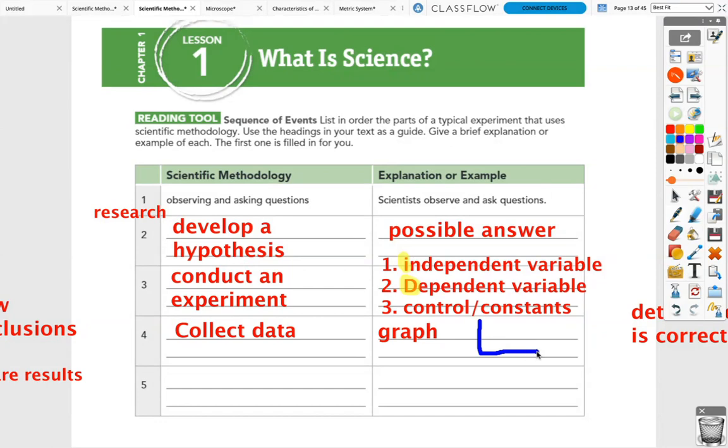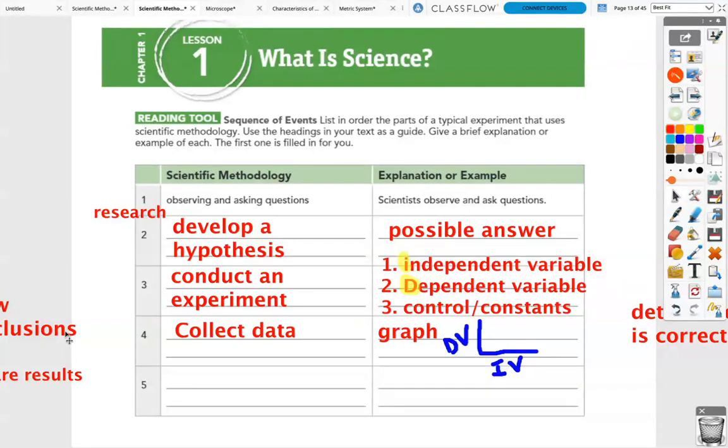Now, the thing with a graph, your independent variable, and I'm just going to do IV for independent variable, usually goes on your x-axis, and your dependent variable usually goes on your y-axis. So that's typically how you would set up a graph, but we will get to some graphing in the future.